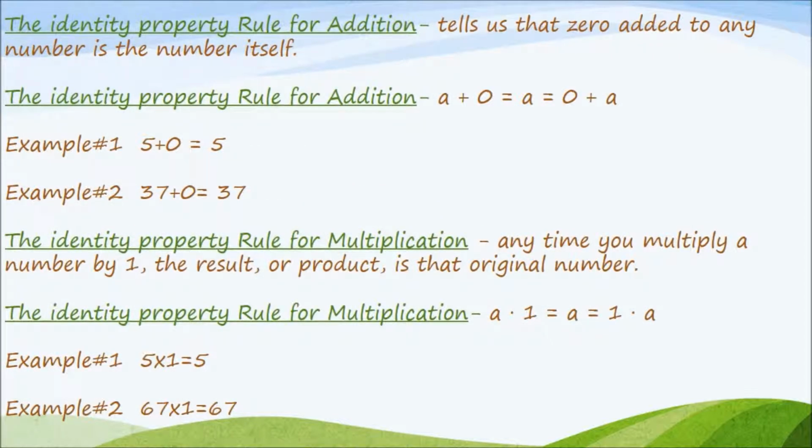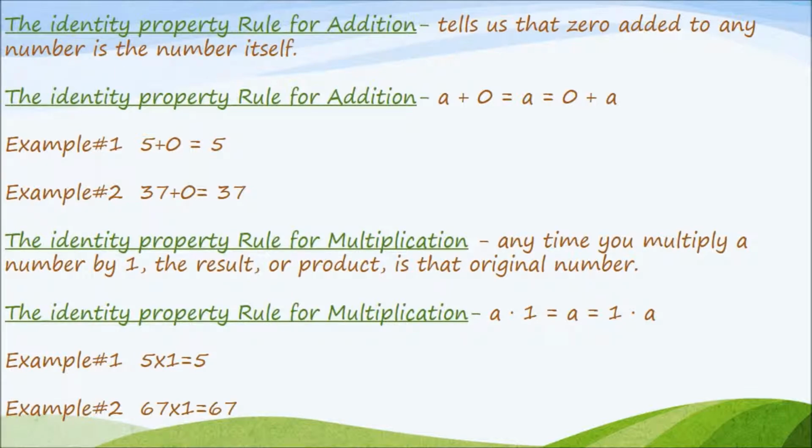Now, let's talk about the identity property rule for addition. This rule tells us that 0 added to any number is the number itself. It states that a plus 0 is equal to a. Even if you reverse the order, it's also equal to 0 plus a. Example 1. If you had 5 plus 0, it's equal to 5. Example 2. If you had 37 plus 0, it's equal to 37.